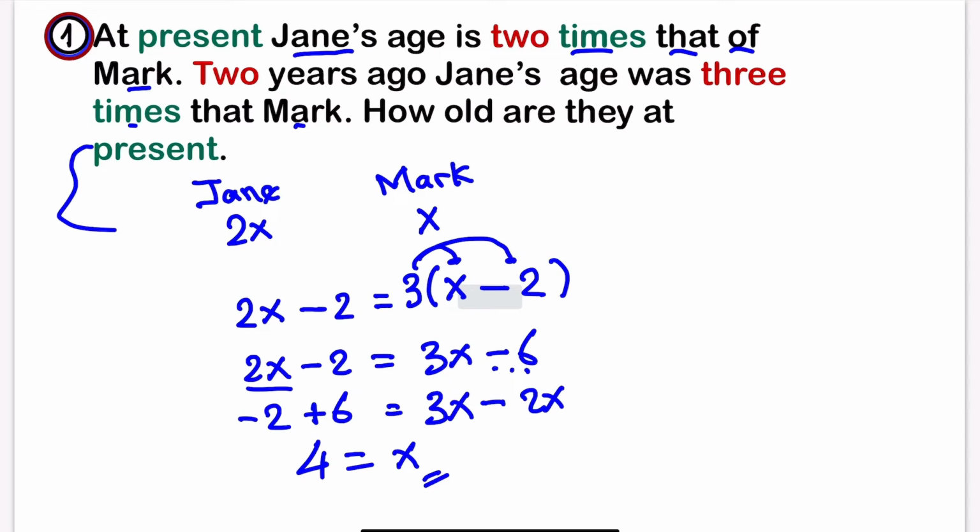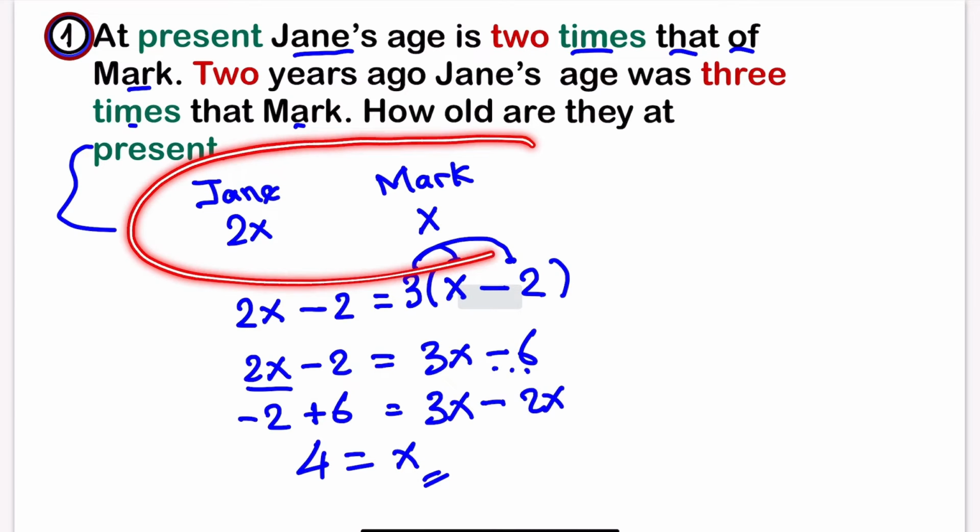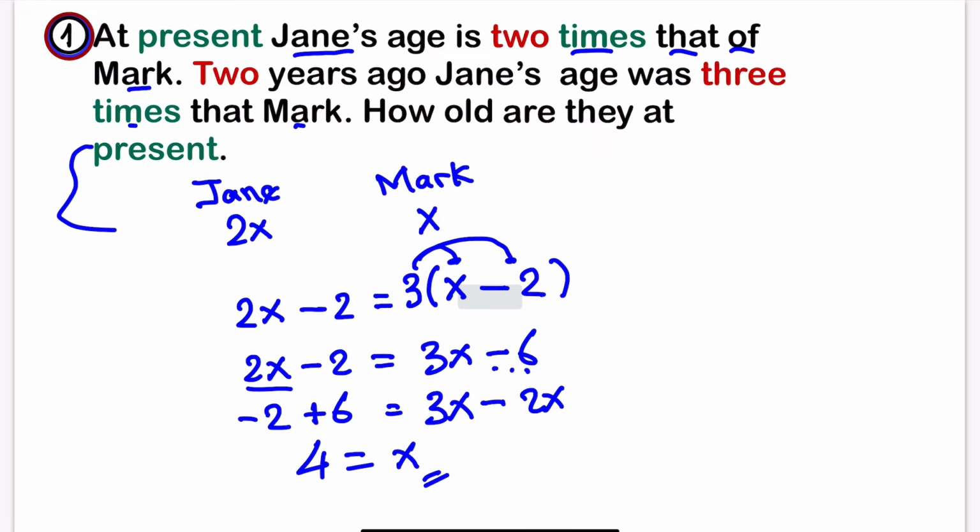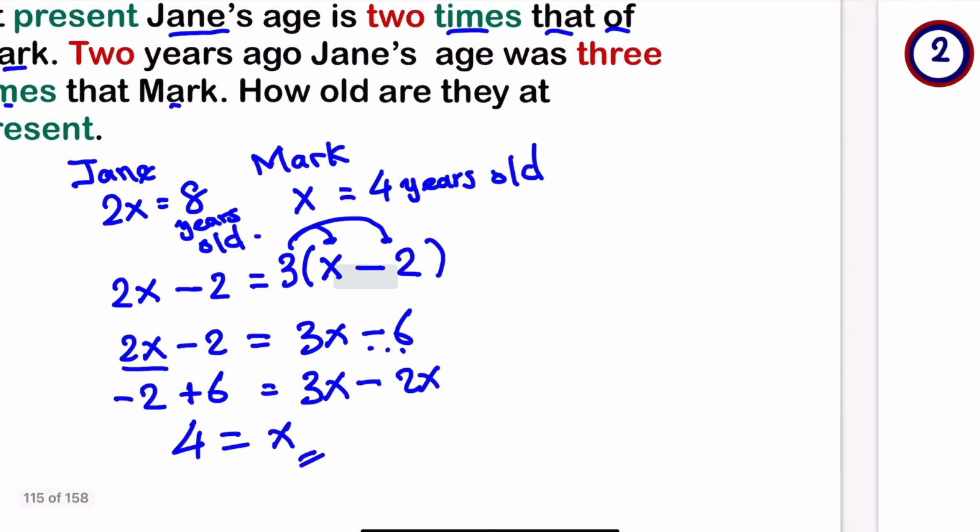So how old are they at present? This is our focus, at present. x is equal to 4, which means Mark is 4 years old. And Jane is 2x, so x is 4, 2x gives us 8, so Jane is 8 years old. Okay, that's it. Let's go to the next question.